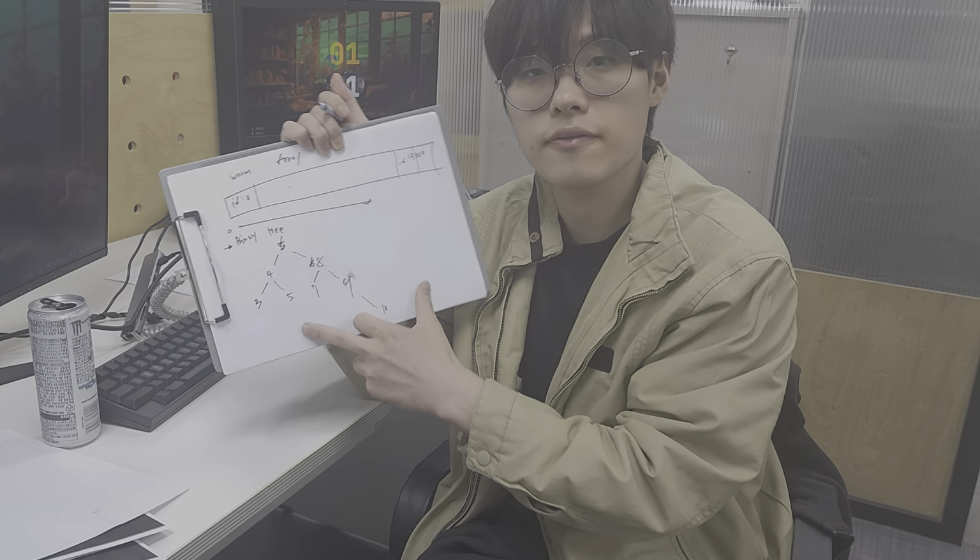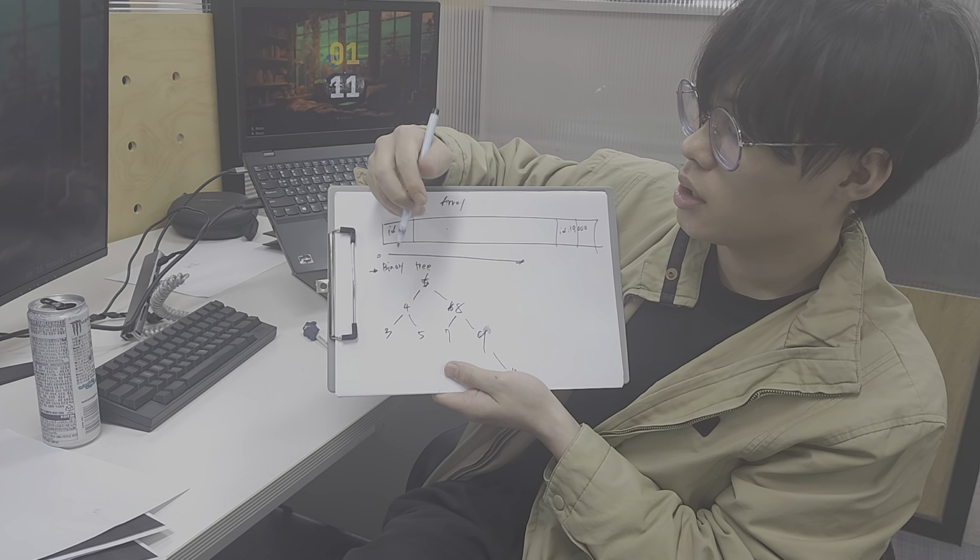Let's say 5, 4, 6, 3, 6, 5, 8, like this. So hold on, 7, 9. But there's a 10. Okay, like this. So this is an example of a binary tree.